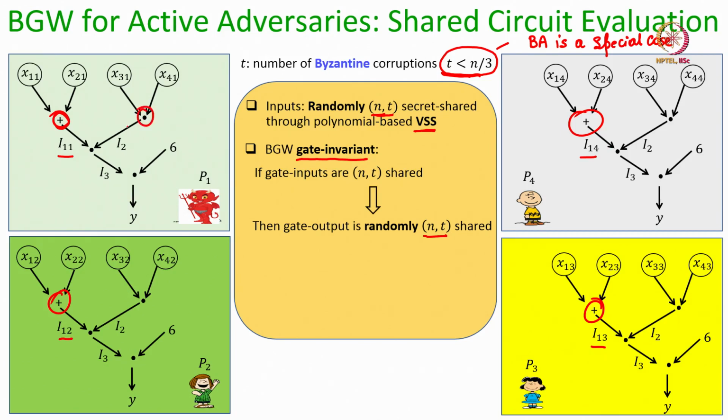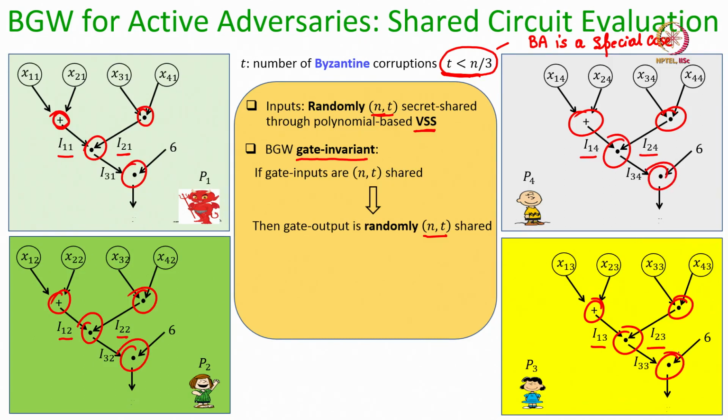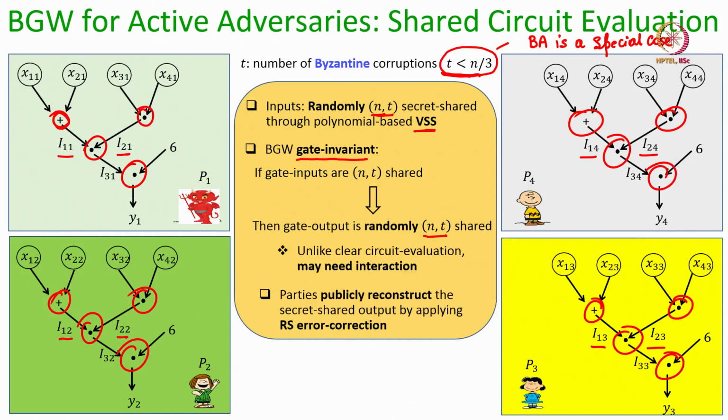Then the parties go to the next gate and they evaluate it using the steps of the BGW protocol, and at the end of the evaluation of this gate, every party will have a share corresponding to the output of this gate. Then they go to the next gate, and again the invariant will ensure that every party obtains a share corresponding to the output of this gate, and then they go to the final gate, and again by maintaining the invariant they obtain a share for the output value.